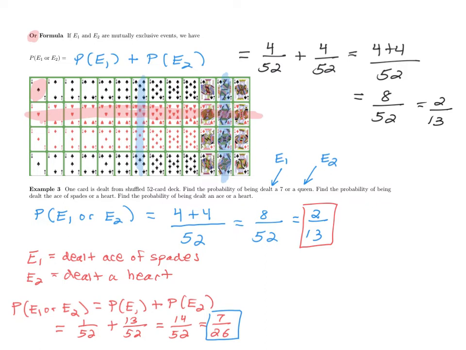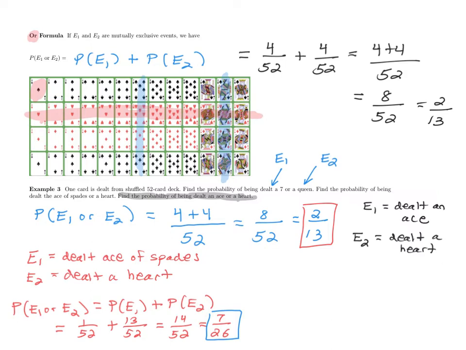All right, so now there's a final question here. Let's see if something different happens. It says find the probability of being dealt an ace or a heart. So we're looking at this part of the problem now. And okay, I'll let E1 be the event being dealt an ace. It could be any ace. And then E2 is being dealt a heart.